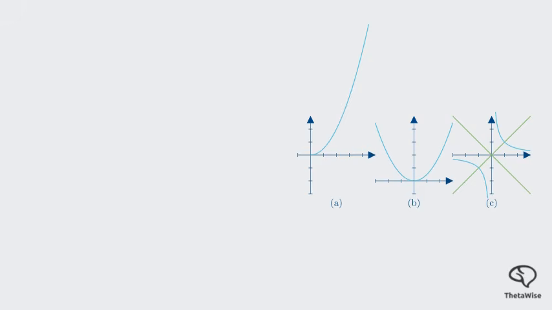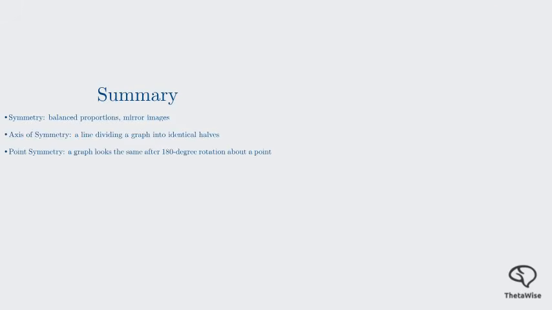In this scene, we've introduced the concept of symmetry and defined an axis of symmetry. We saw how to visually test for symmetry across the x-axis and y-axis. We also learned about point symmetry, where a graph is symmetrical about a central point. These symmetries help us to understand and sketch graphs more efficiently.